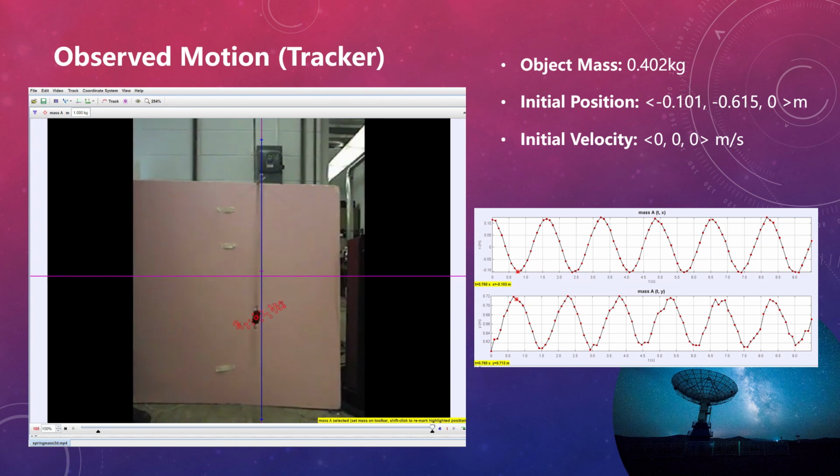Okay, so the object's mass was 0.402 kilograms, which is given in the pre-lecture videos. And then the initial position from what I captured was negative 0.101, negative 0.615 meters, and the initial velocity is 0. And this is what it looked like in Tracker, which looks funky, but it gets there.